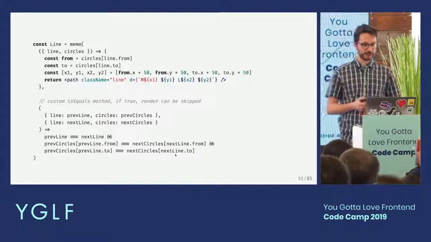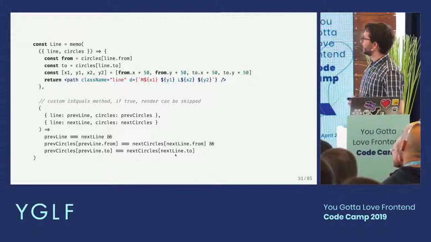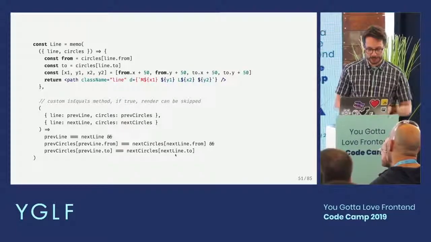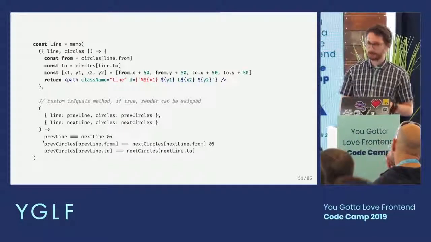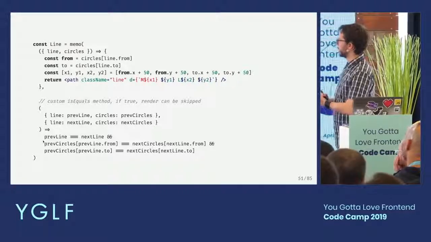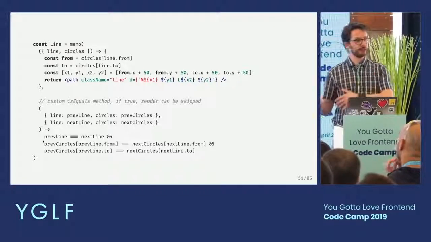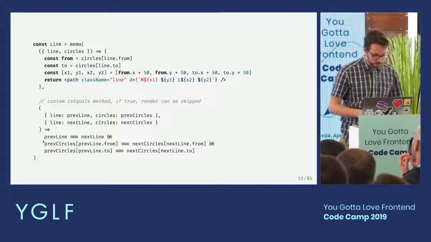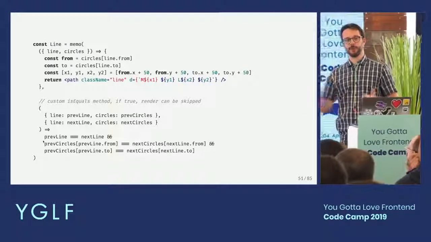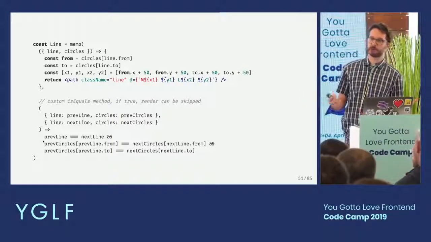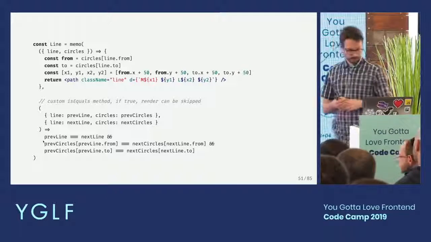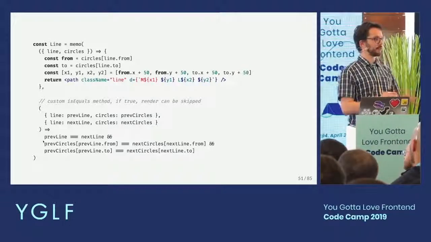Can we fix that? Yes, of course we can. We can make memo a little bit smarter, and specify exactly when you need to redraw. We can say, if the previous line object is the same as the next line object and the circles they are pointing to are also still the same, then we can bail out. Now this works and this does solve the problem.